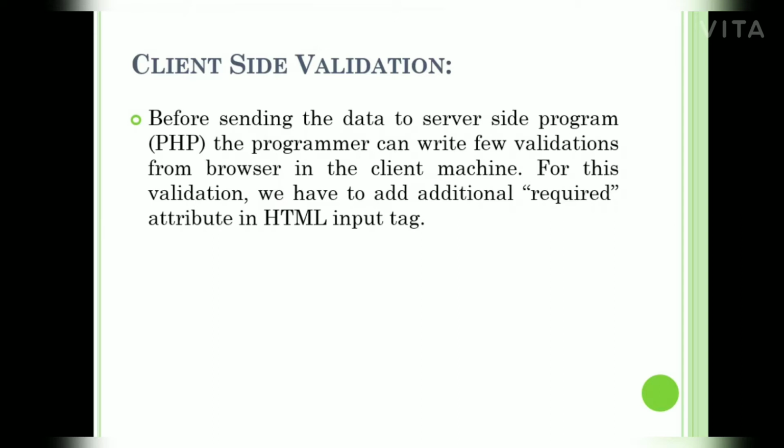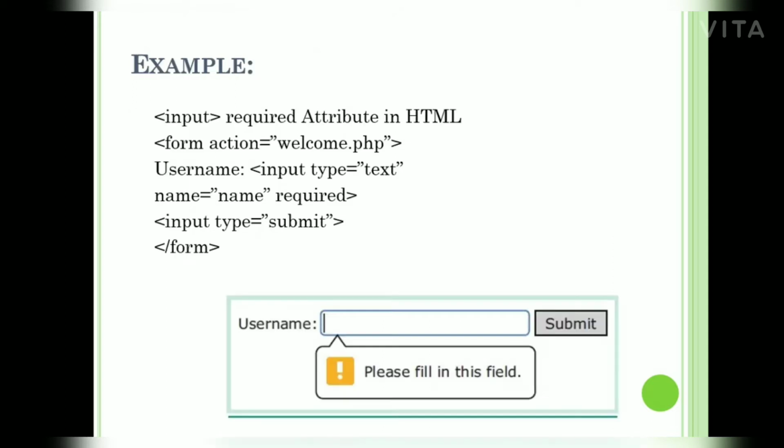Client-side validation. Before sending the data to server side program, the programmer can write few validations from browser in the client machine. For this validation, we have to add additional required attribute in HTML input tag. For example, this is the required attribute in HTML, welcome. This is the text input, name, required, and the input type submit button. So here, this is the form, username, there must be some input. If it does not contain any input, we have to give the required attribute, please fill in this field. Then they have to click the submit button.